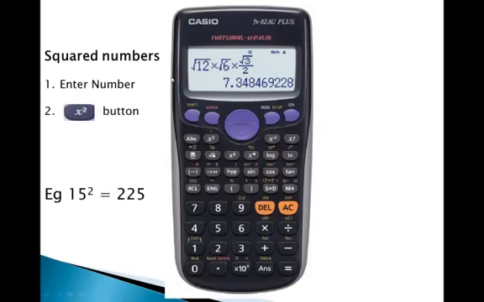Now, if you were to use your calculator, you would enter the number and then press the squared button. So this is the squared button here. So, for example, if you were to calculate 15 squared, you would type in the numbers 1, 5, and then hit the x squared button and then the equals button, and that should give you an answer of 225.